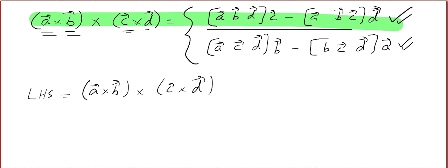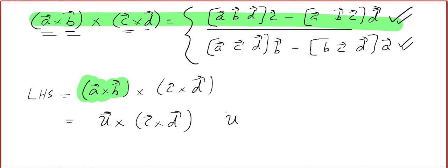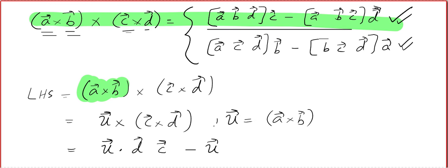Now think, what was the method? Just call this U, so that we get a vector triple product. Don't tell me you don't recognize this. This is a vector triple product. Now, what is the formula for vector triple product? U, D, C minus U, C, D. Put dot, put bracket. Put dot, put bracket.